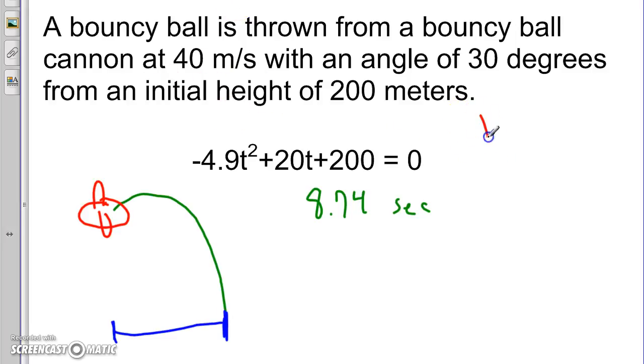So for the horizontal component, Vx, I know we haven't used it in a while, which is what I was saying. You don't use it a lot, but here we do use it. Vx is going to be V times the cosine of theta. So Vx is going to be the velocity times the cosine of the angle. So you've got to punch that in a calculator, 40 times the cosine of 30. And I get 34.64.